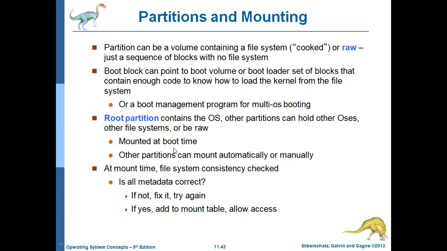It can be mounted at boot time. Other partitions can mount automatically or manually. At mount time, file system consistency is checked. Is all metadata correct? If not, fix it and try again. If yes, add it to the mount table and allow access.